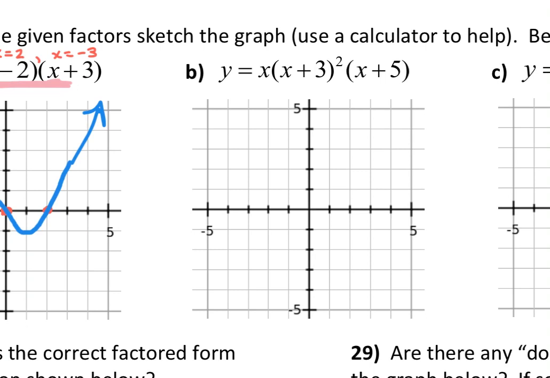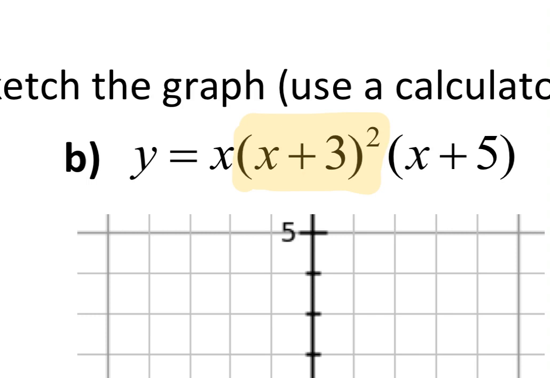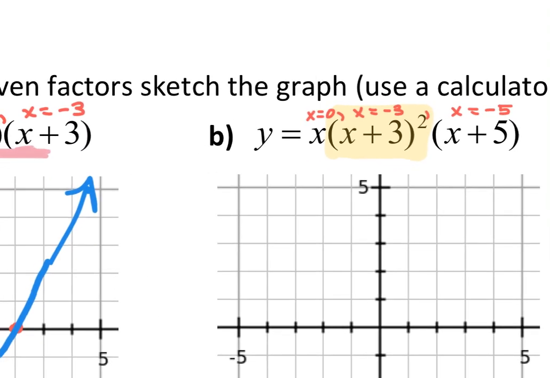For B, notice that this piece of it that's squared is going to be a double root or a bounce on the graph. So here you have x equals 0, a bounce at x equals negative 3, and then x equals negative 5. Because of this squared here, you're going to end up with an extra count toward your degrees. So it's x, x, another x, and x. So the degree here is 4, which means that the ends are going to be the same.